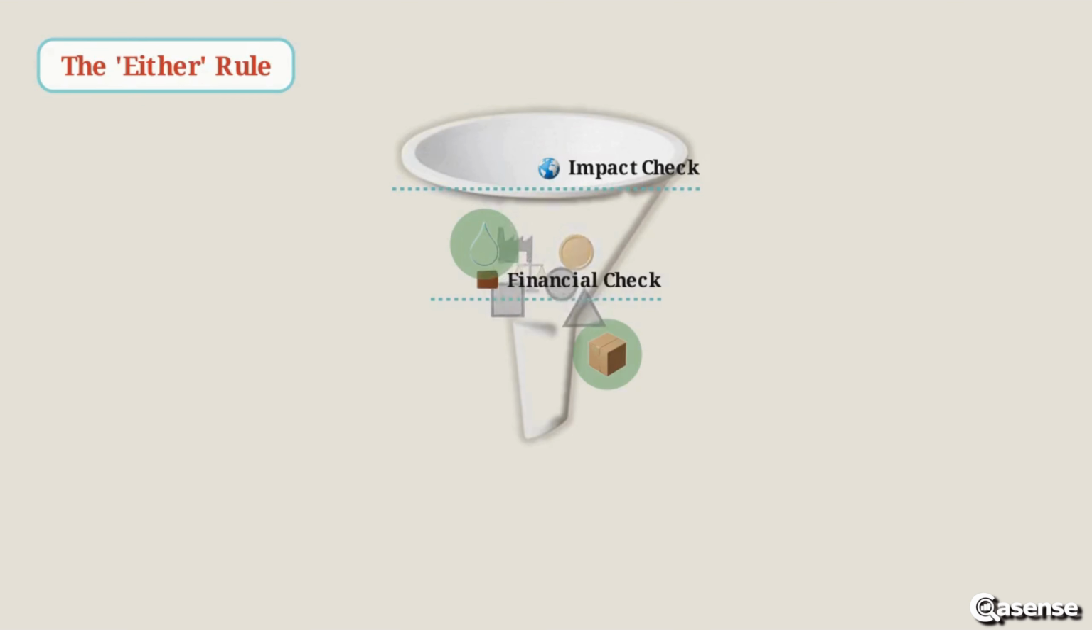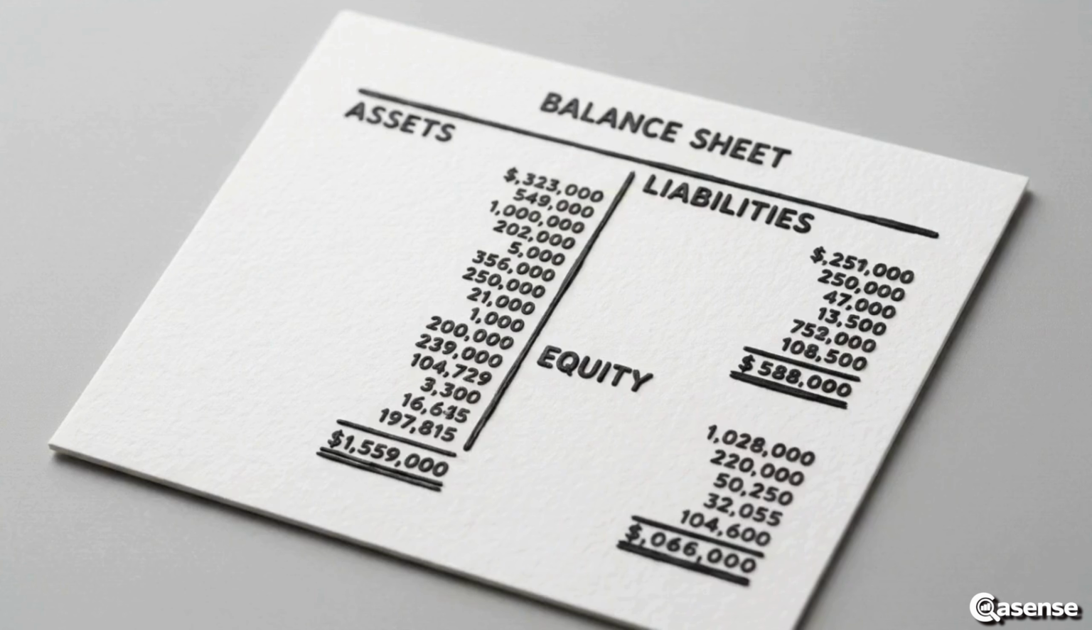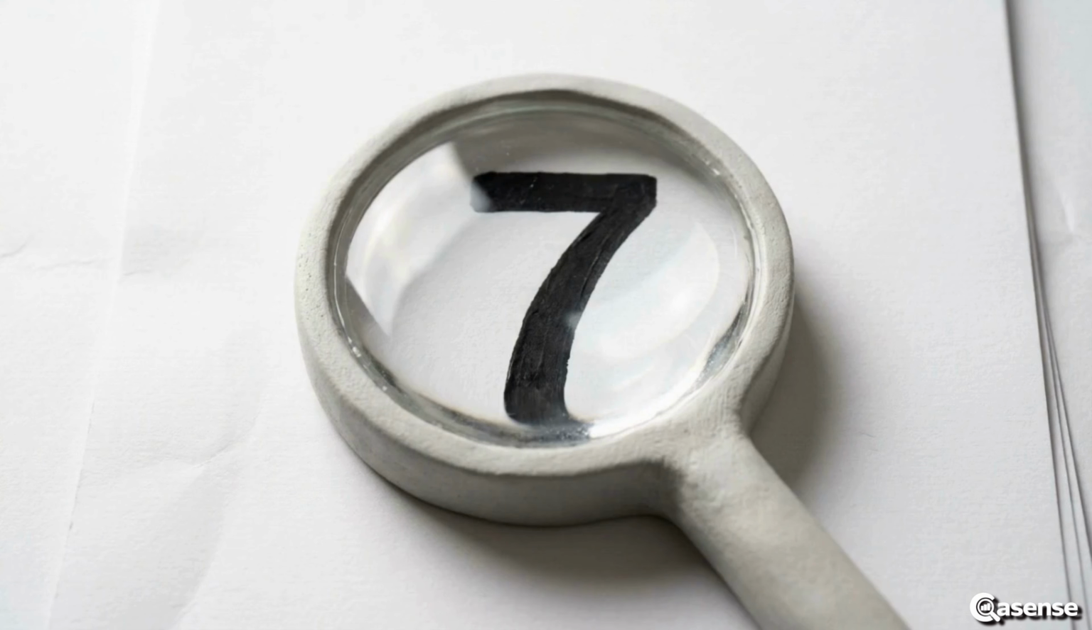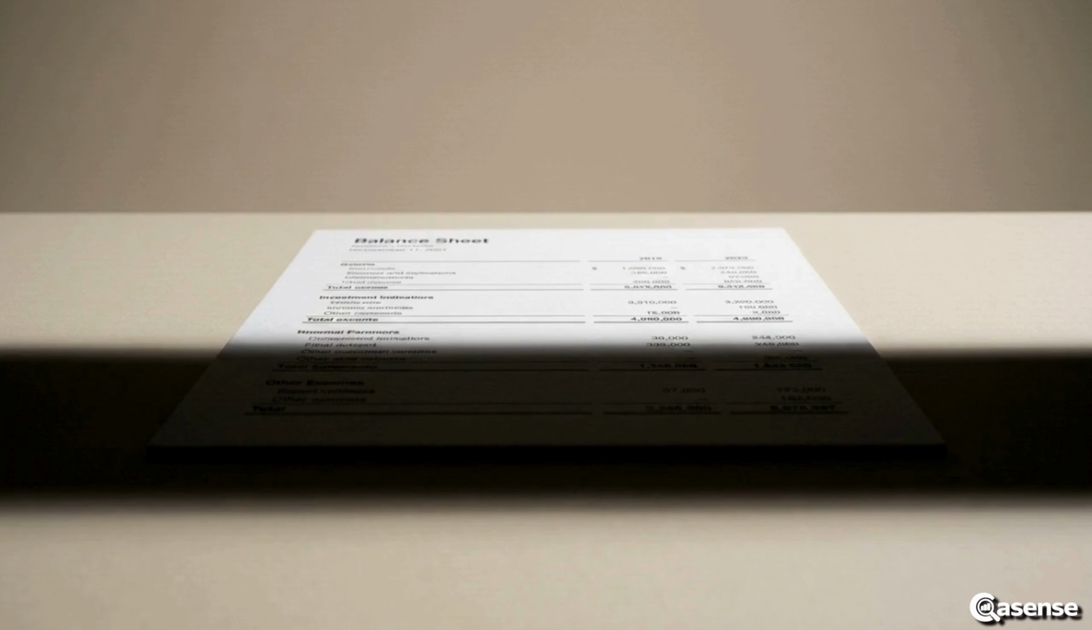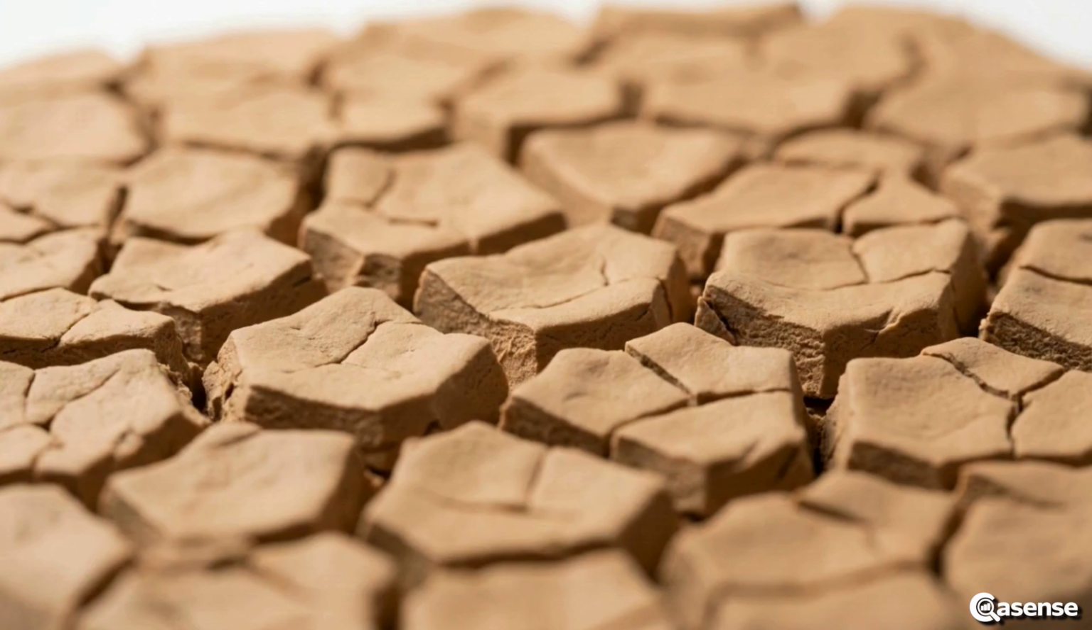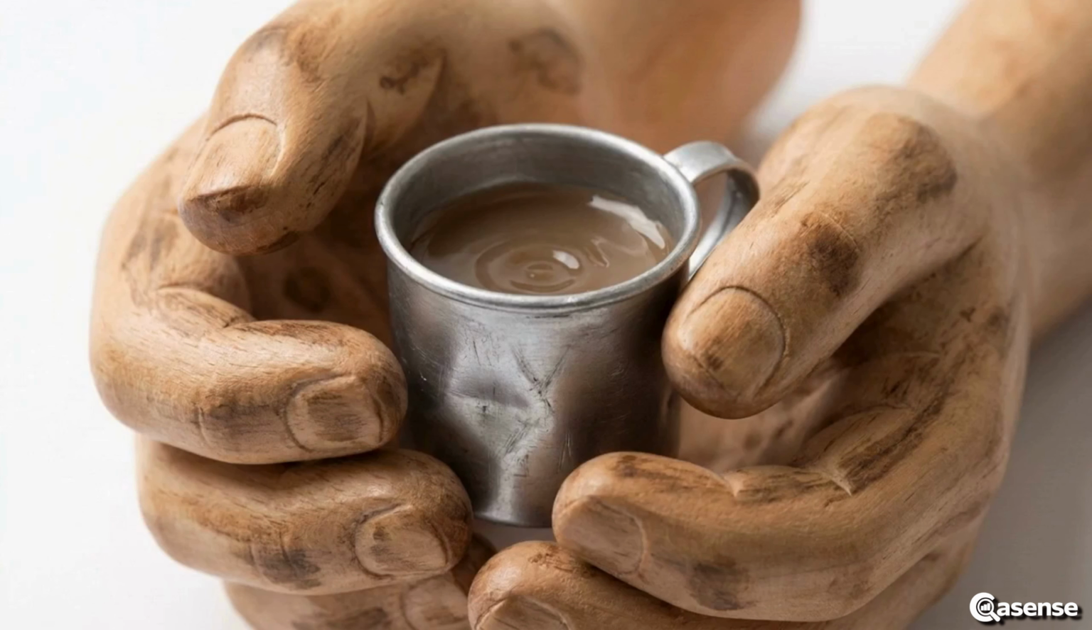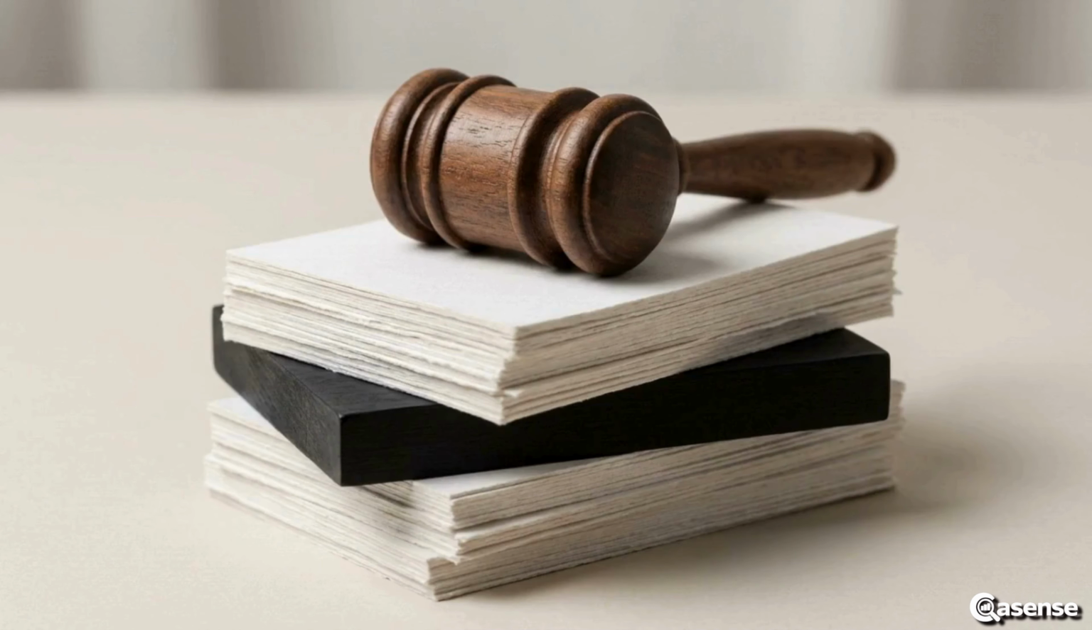Applying the either rule cuts through the noise. Because water scored high on impact and packaging scored high on both, they survive the filter to become the core focus of Verda's official report. If Verda had only used a traditional financial lens, they would have completely ignored their devastating water usage. The dual filter caught both the immediate community harm and the impending regulatory risk.